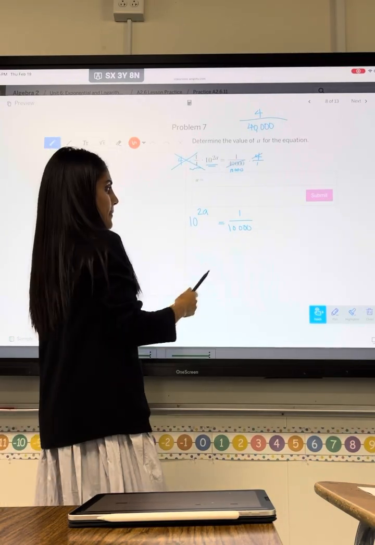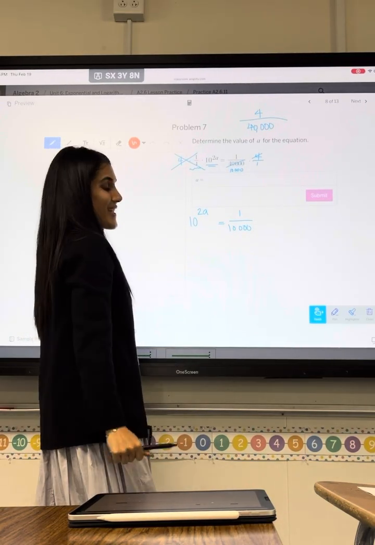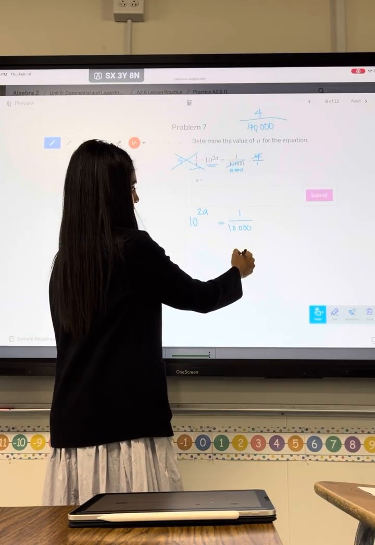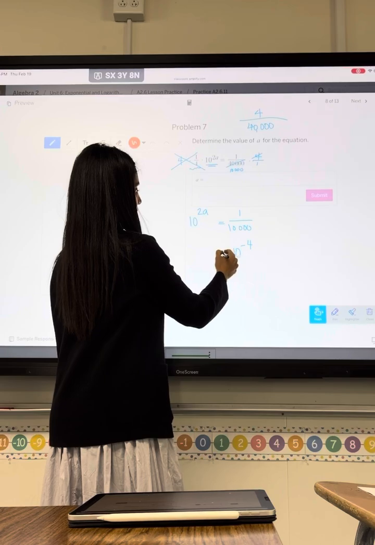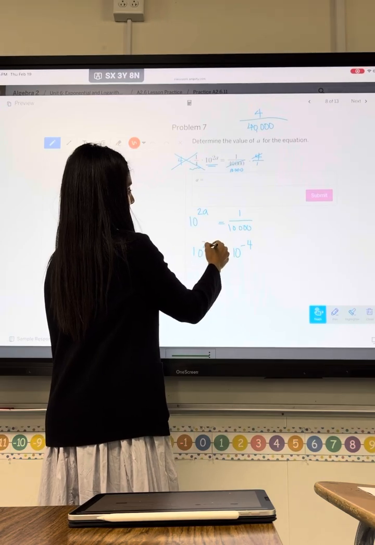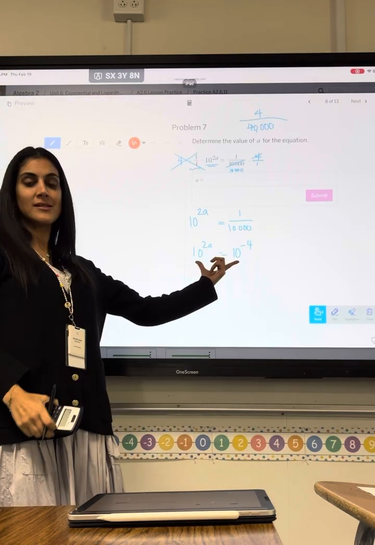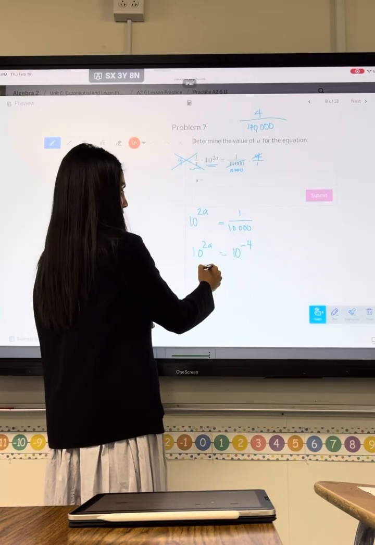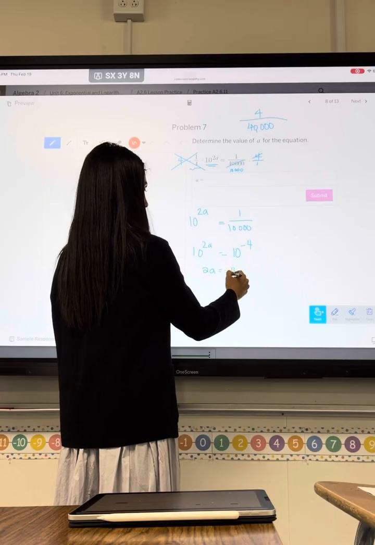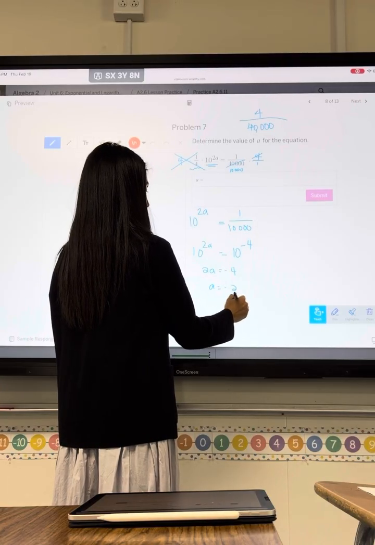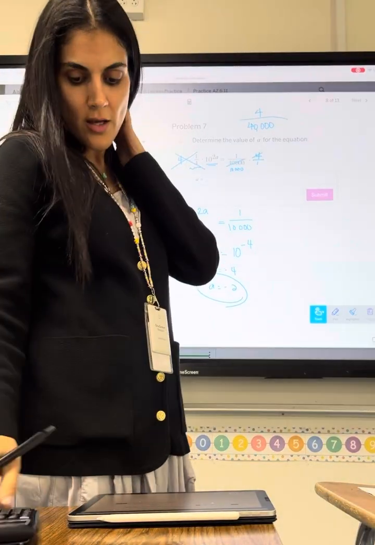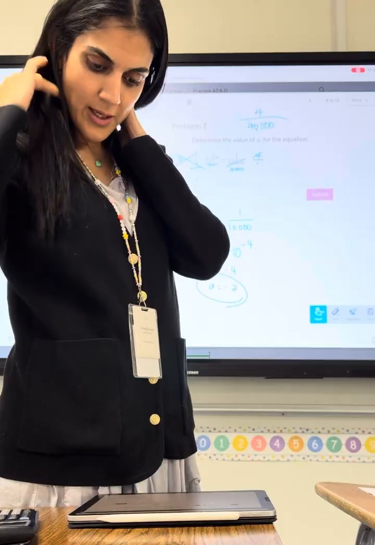Okay, here I am. 10,000 is 10 to the 4th. So 1 over 10,000 is 10 to the negative 4th. And now look at this, my bases match. So I just need 2a to equal negative 4. So that means a is negative 2. Okay. All right. What else do we have here?